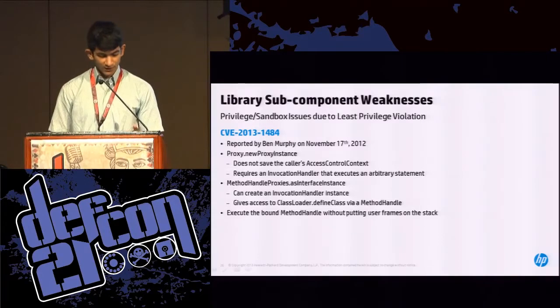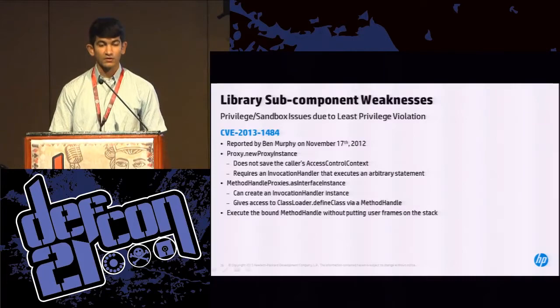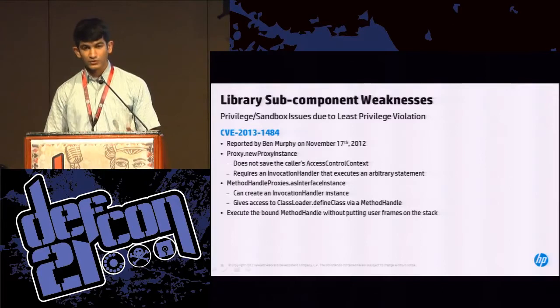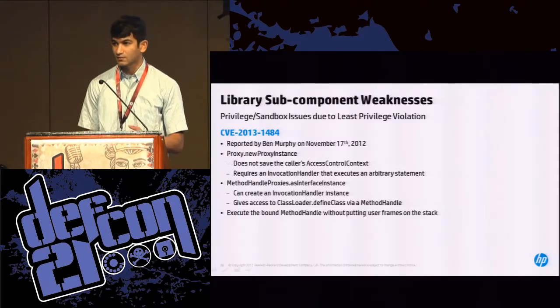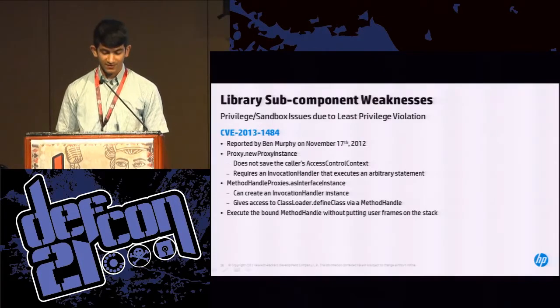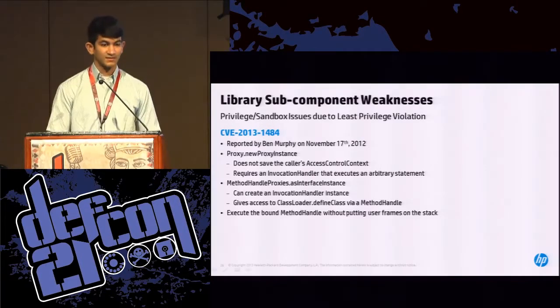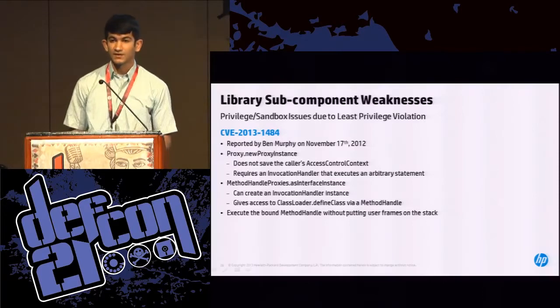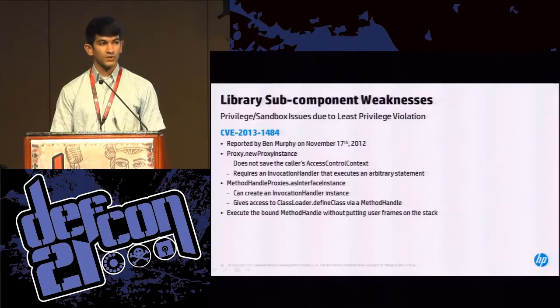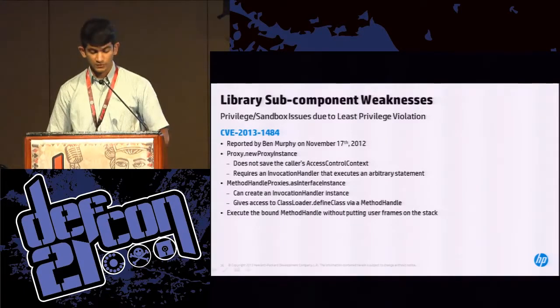Ben Murphy found in CVE-2013-1484 that Proxy.newProxyInstance does not save the caller's access control context, and as a result, it'll use the library's. Unfortunately, it requires an invocation handler that is able to execute an arbitrary statement. He then found that MethodHandleProxies has an asInterfaceInstance method that can do exactly this, and using this you can access the defineClass method of ClassLoader and load a malicious class. You still have one hurdle to go through in that you have to be able to execute this bound method without putting any user frames on the stack, but that's still doable.